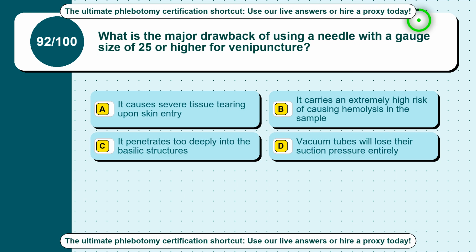Question 92. What is the major drawback of using a needle with a gauge size of 25 or higher for venipuncture? Option A. It causes severe tissue tearing upon skin entry. Option B.